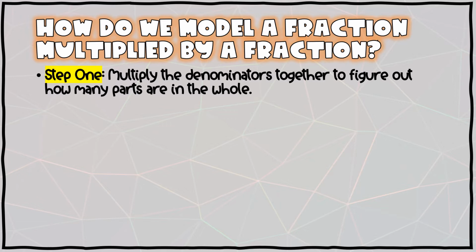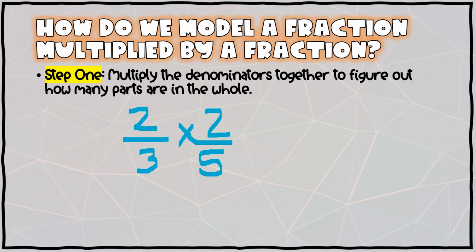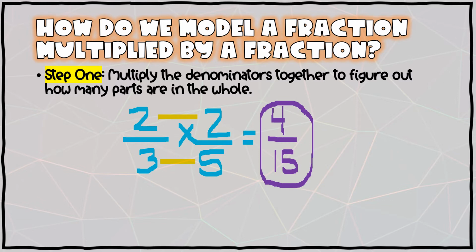So for our example, we're going to be multiplying 2/3 times 2/5. Okay, and I think it's a good idea before you model anything to go ahead and find the answer so that you know your model makes sense. So we know from the previous video that we multiply across, we multiply our numerators together and our denominators together. And whenever I do that, 2 times 2 gives me 4, 3 times 5 gives me 15, and that's already in simplest form. So I'm going to be modeling for the product 4/15.